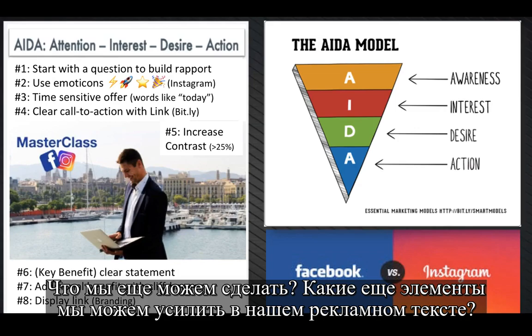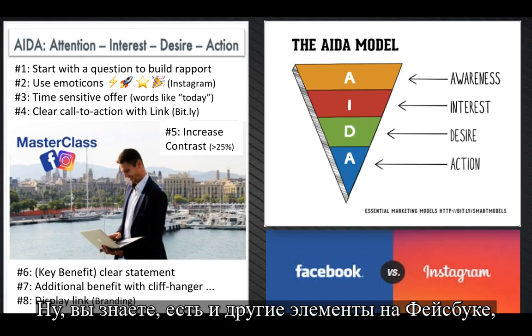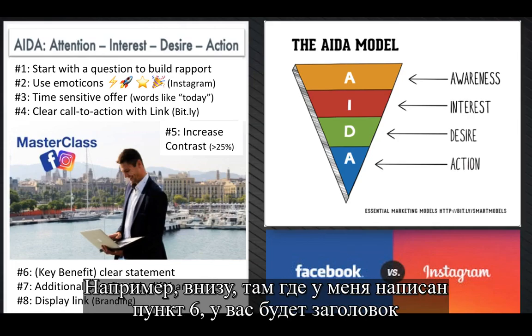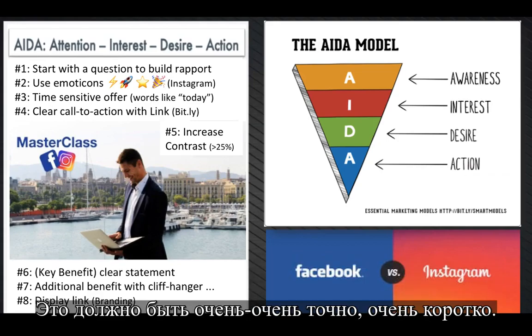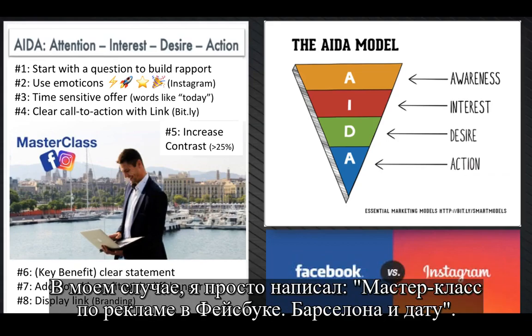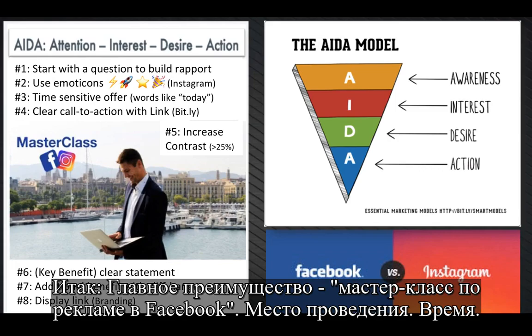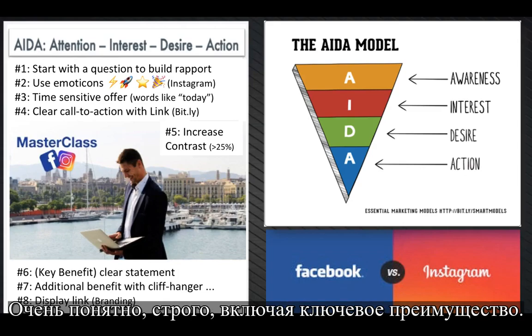What else can we do? What other elements can we improve on in our ad copy? Well, you know, there are other elements on Facebook mobile newsfeed and desktop newsfeed. Like down there, you will have the title, where it's point number 6. Here I would recommend to once again strongly emphasize the key benefits of your offer in a clear statement. So very, very precise, very short. In my case, I just said something like Facebook ads masterclass, Barcelona, and the date. So key benefit, masterclass, Facebook ads, location, time. So very clear, strong at the key benefit.